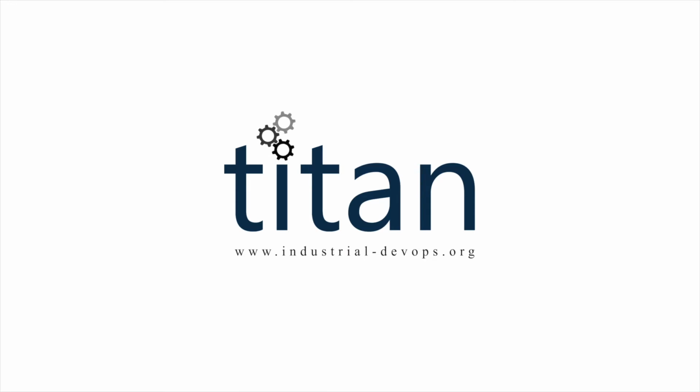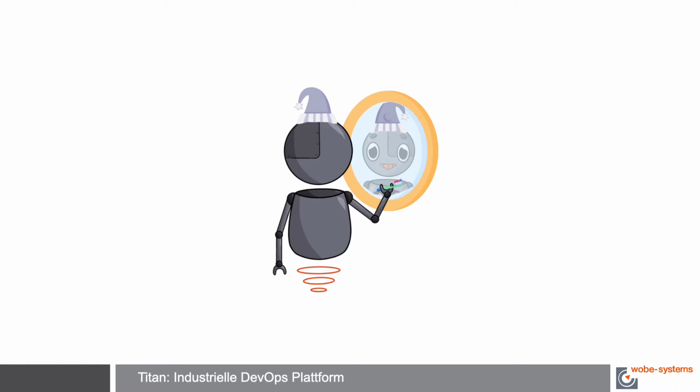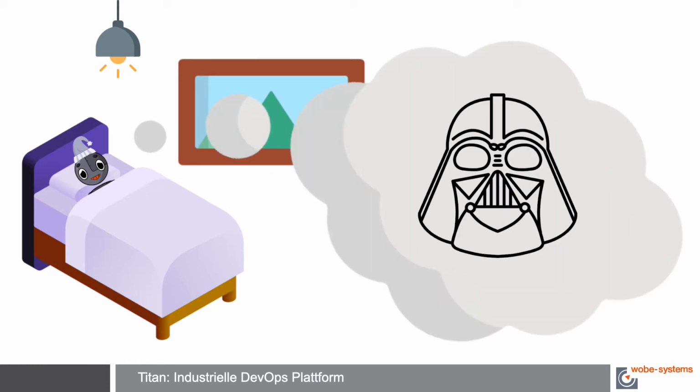Let's start. So it's time to go to bed. I brush my teeth, wash my face, and off to bed I go. That would be so comfortable, but once again I've forgotten to turn off the lights. If only I had the power, just like in Star Wars, to turn off the lamp without leaving my bed.